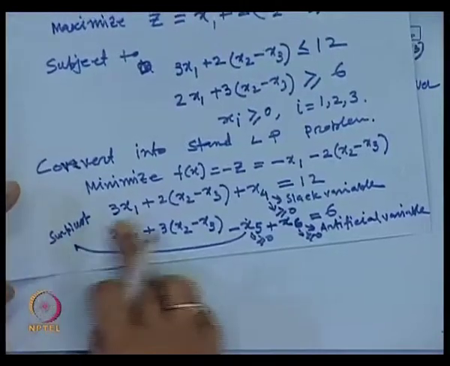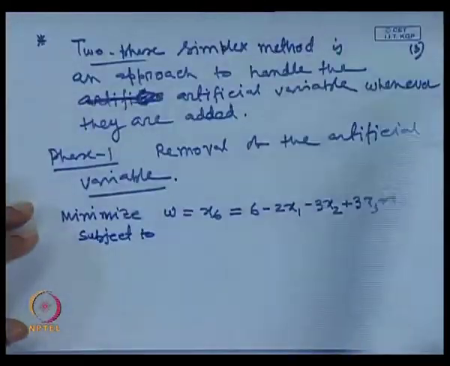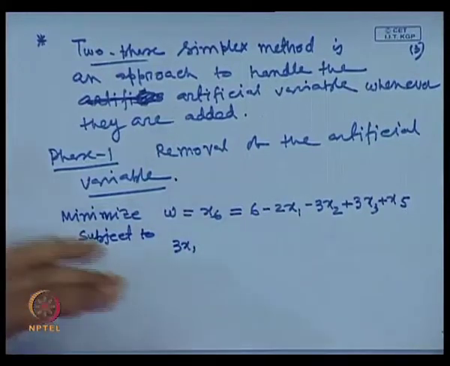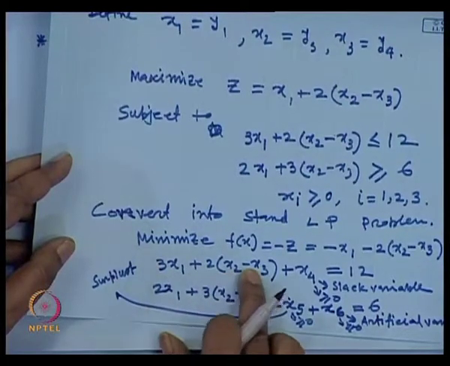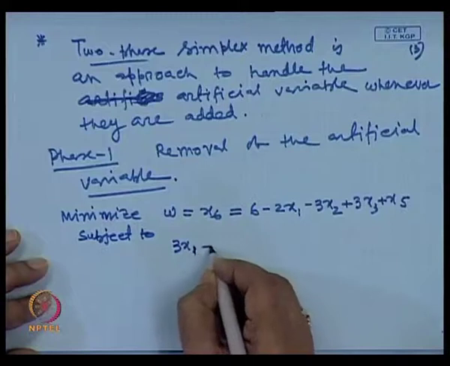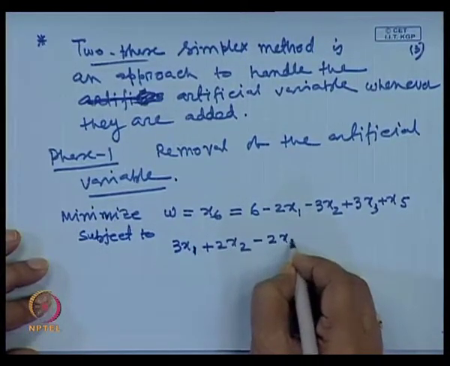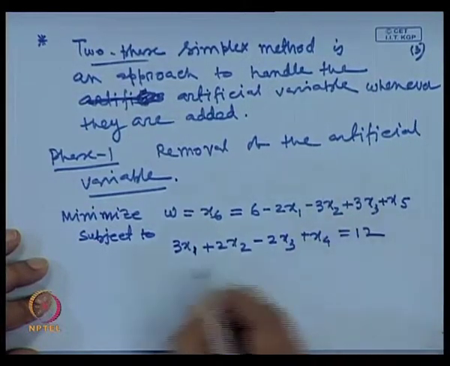Subject to these two equality constraints. The first is 3 x 1 plus 2 x 2 minus 2 x 3 plus x 4 is equal to 12.